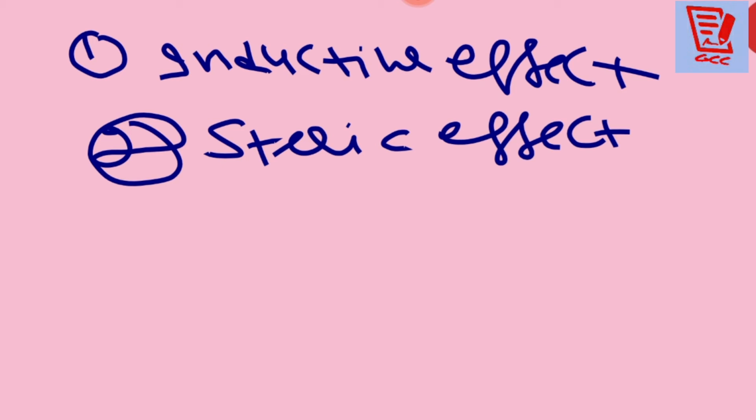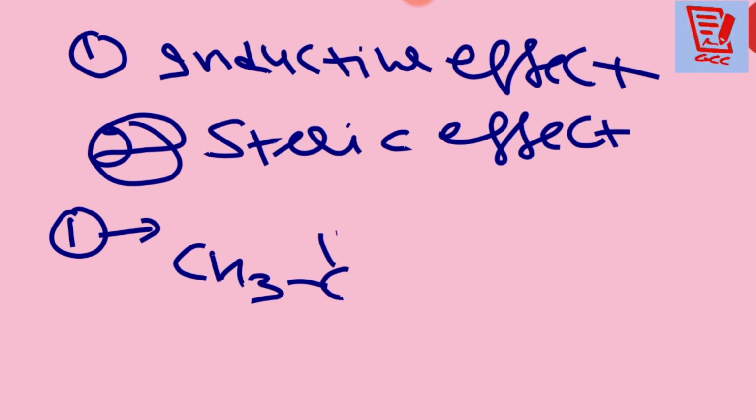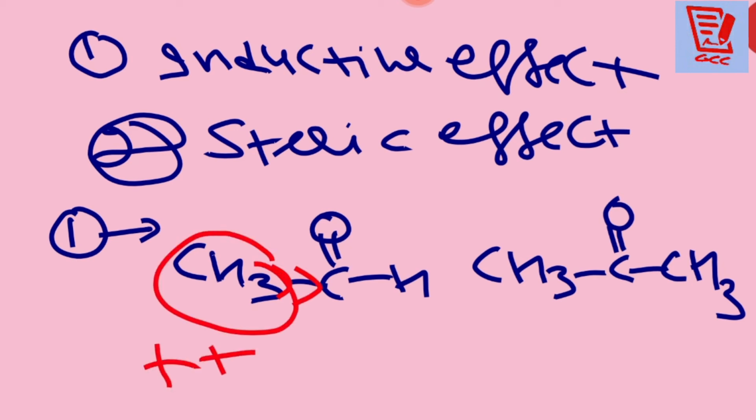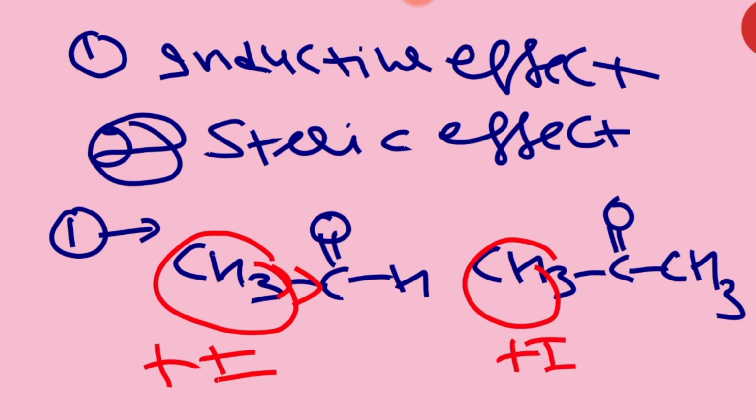So whenever we are talking about the inductive effect, let me discuss number one, the inductive effect. CH3COH, and this is CH3COCH3. Then what to do in this case? This is a plus I effect, and here is also a plus I. Both sides have a plus I effect. Is that clear? Now we know very well this is an electron releasing group.